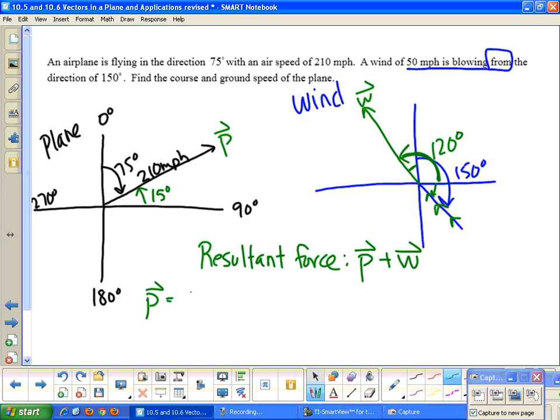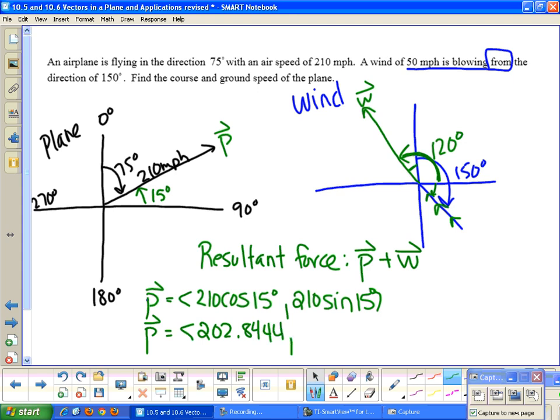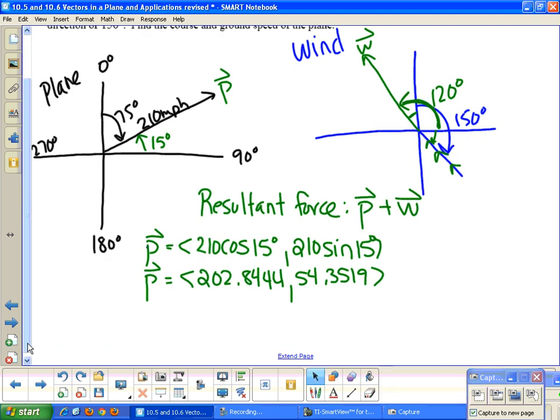So the components for the plane would be, and I have the angle and I have the magnitude. So the horizontal component, remember, is going to be your magnitude times the cosine of the angle, and then the magnitude times the sine of the angle. And again, remember, you're in degrees. So the plane components are 202.8444 and 54.3519.